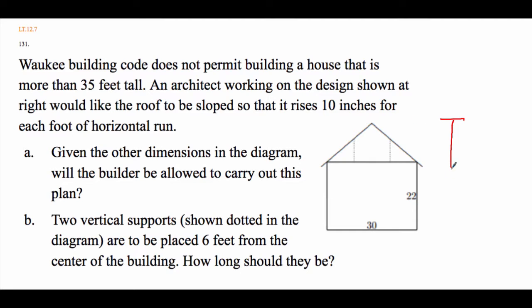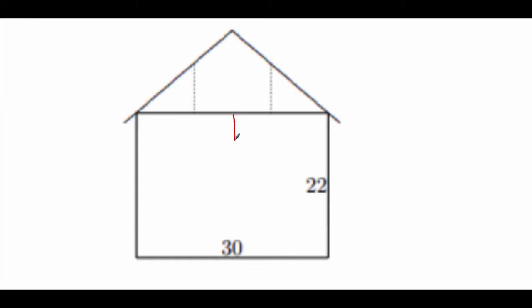Our last problem, you're building a house, and the Waukee building code says the maximum it can be is 35. And the architect wants to do a roof that's sloped by 10 inches for every foot of the run in the horizon. And so there's a few facts about this. And this is all about rate in context of a problem. So we know that the center of the roof is at the center of the foundation. So this is 15 and 15 feet. We're at 22 feet. How tall can the roof be? And how tall will it be if I use 10 inches rise for every 1 foot?